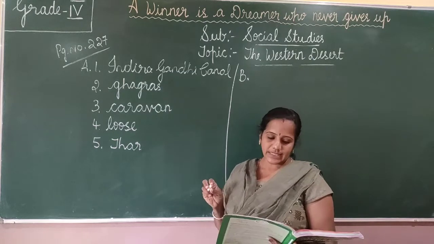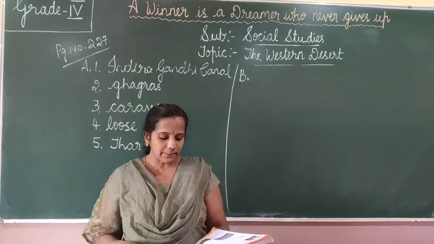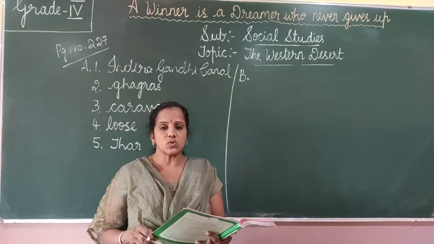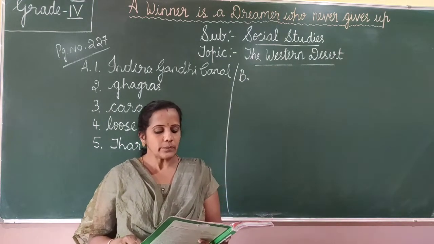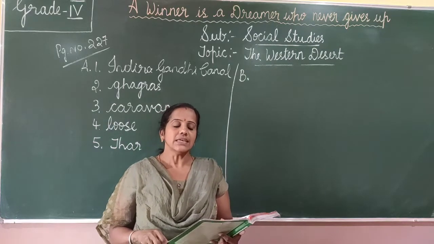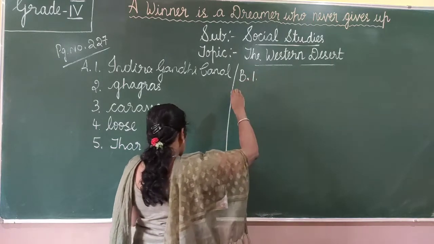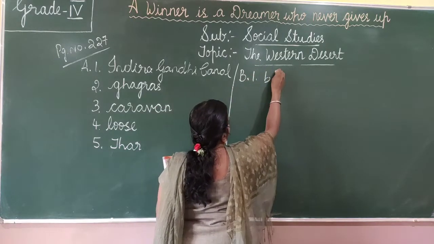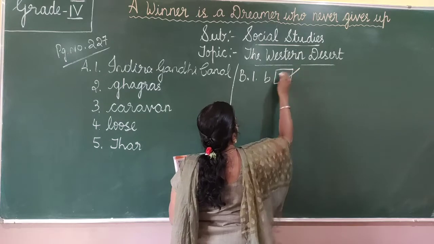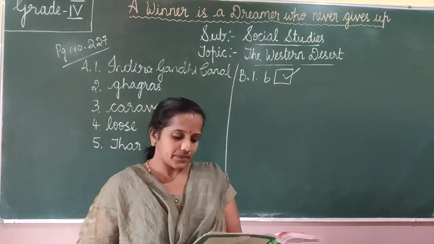Take the correct answer. First question. Jaipur, the capital of Rajasthan, is also known as White City, Pink City, Green City. So Jaipur is also known as Pink City. So the first one is option B. Tick option B.